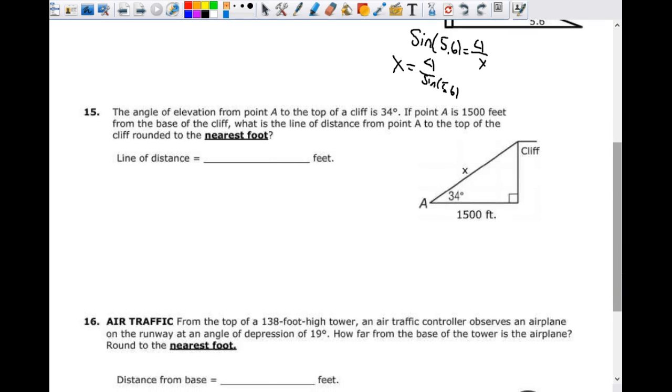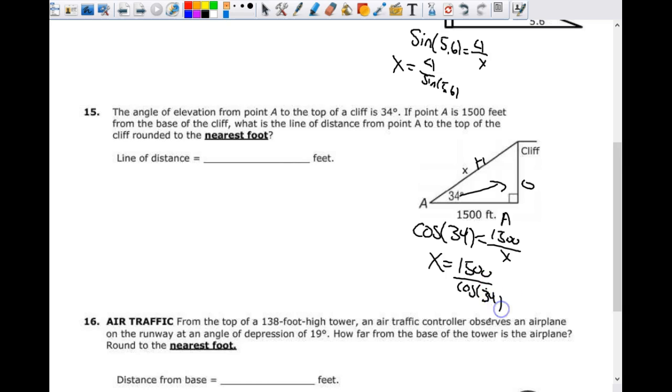Angle of elevation from point A to the top of the cliff is 35 degrees. Point A is 150 feet away. Look, it's even drawn for you. Find the distance from point A to the top of the cliff. Trying to find x. We have opposite, we have adjacent, we have a hypotenuse. Adjacent over hypotenuse is cosine. Cosine of 34 is equal to 1,500 divided by x. Flip-flop this. x is equal to 1,500 divided by cosine of 34.